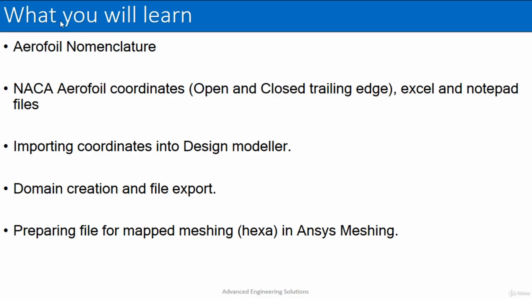So here is the content you will learn in this workshop: the airfoil nomenclature, how to get the coordinates of the NACA airfoils, and then processing in Excel, and then finally writing notepad files, and then importing these files into Design Modeler, and then domain creation and the file export for ICEM CFD or some other mesher, and then splitting the geometry for the map meshing to be done in the Ansys meshing.